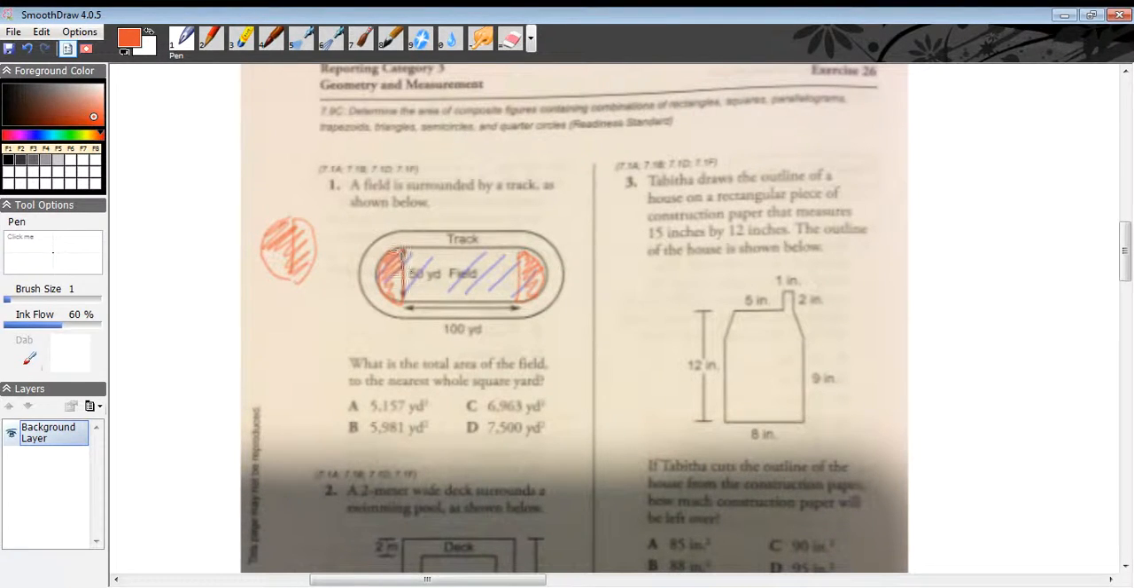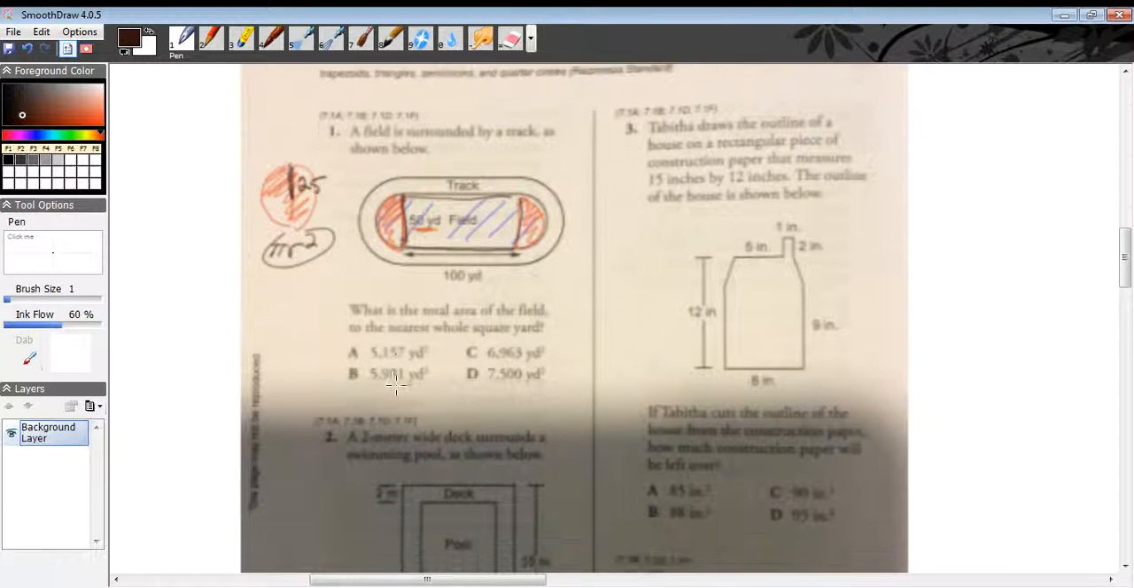Now, this distance here is 50 yards. So of this circle, the radius is going to be half of that, so it's going to be 25. Now you can use pi r squared to help you solve for the area of that circle. And this rectangle here is going to be 50 times 100. And then you can add that to the circle, which is pi r squared. Okay, there's a little help there.